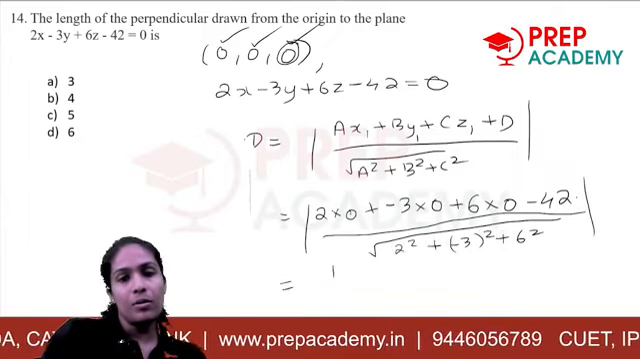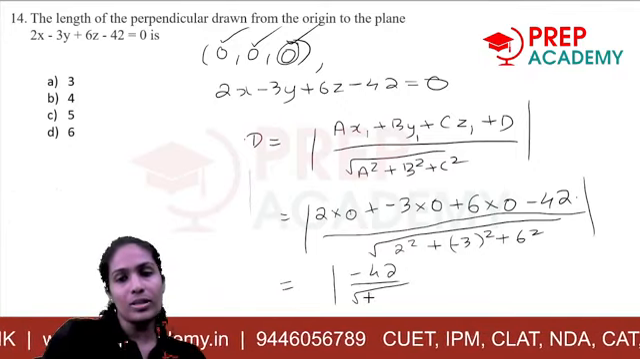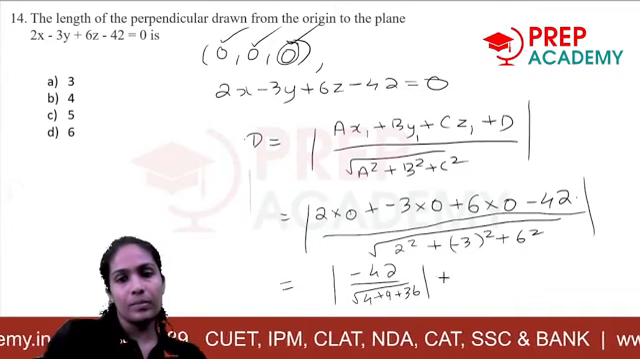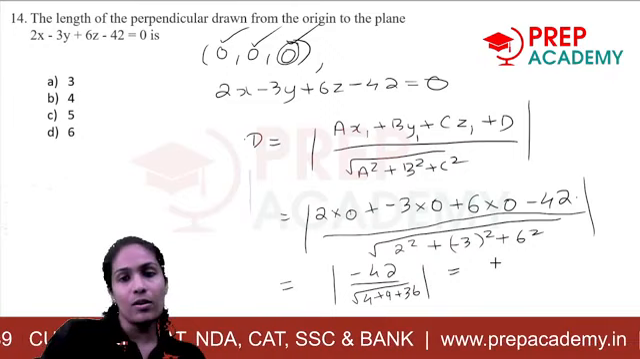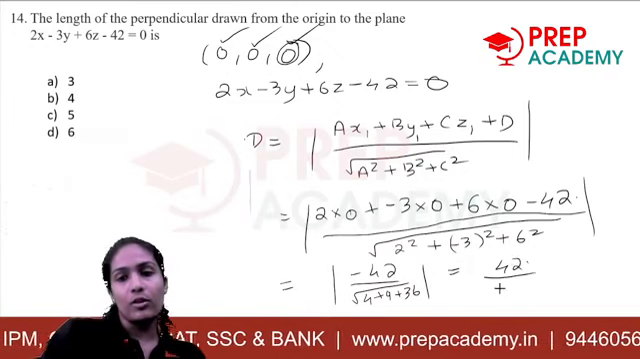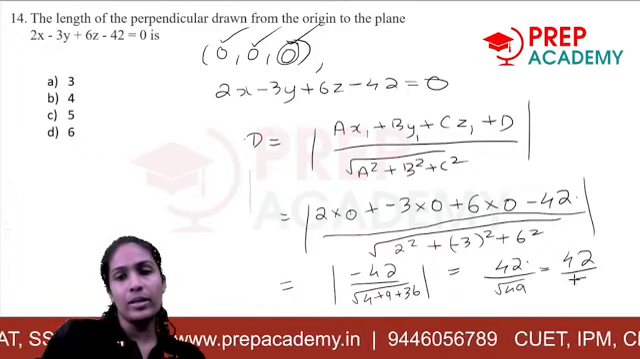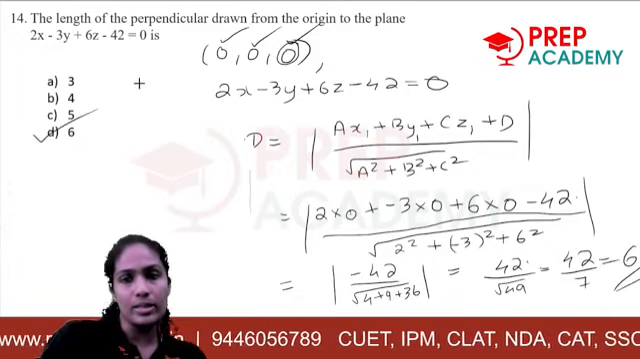Is equal to mod minus 42 by root of 4 plus 9 plus 36. 4 plus 36 is 40, 40 plus 9 is 49. So 42 by root 49. Root 49 is 7. 42 by 7, which is equal to 6. Correct answer is option D, 6 units.